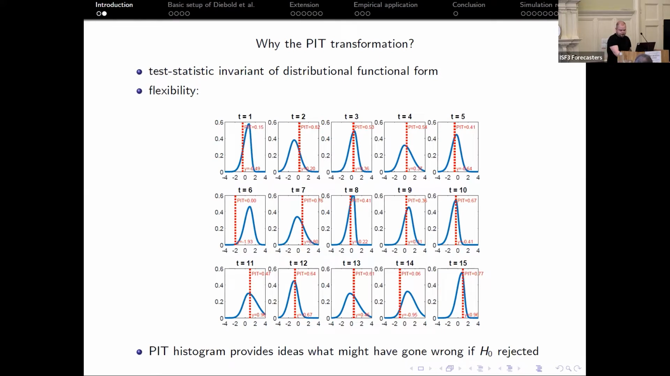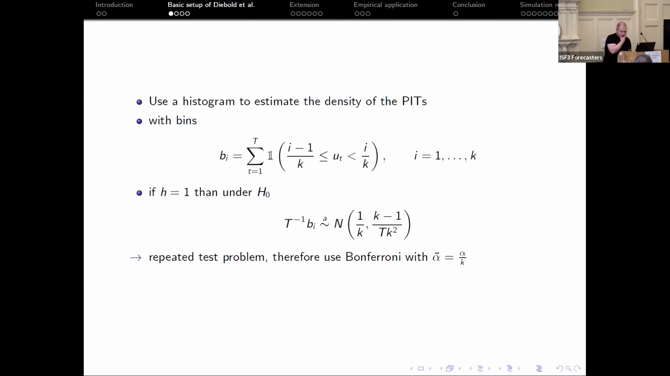All right, so what are we going to do? Well, we simply construct now a histogram. These are the bins here. If we do a one-step-ahead forecast, we know that the PIT series, at least under the null of correct calibration, is not serially correlated. And what you can show is that these bins are jointly normally distributed, at least asymptotically. And that is what's actually done in the literature.